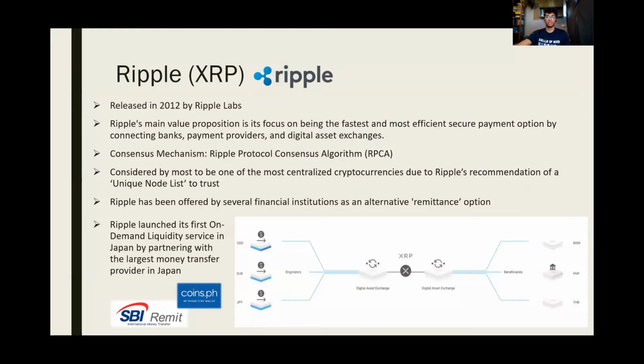As you can see from the photo here, this is how it works, where fiat currencies are first converted to XRP, which is then converted via a digital asset exchange to the corresponding cryptocurrency that is wanted.